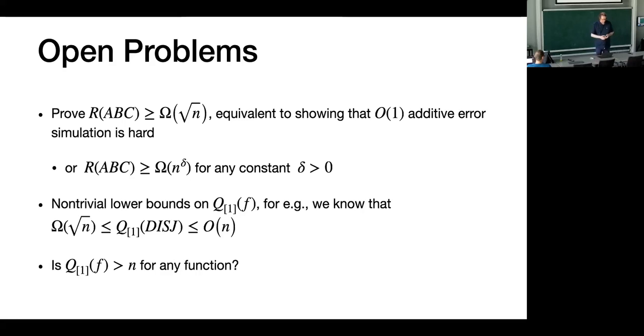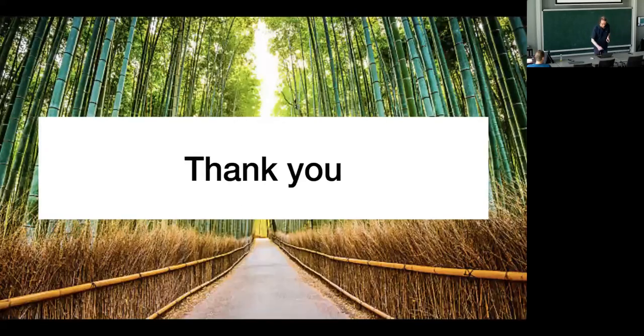Another maybe somewhat intriguing question is whether we need more than linear communication for this type of protocol for some functions. We know that in the one-way Alice to Bob setting that is the case. And I would be surprised if you could do a random function with linear communication. Okay, that's all.